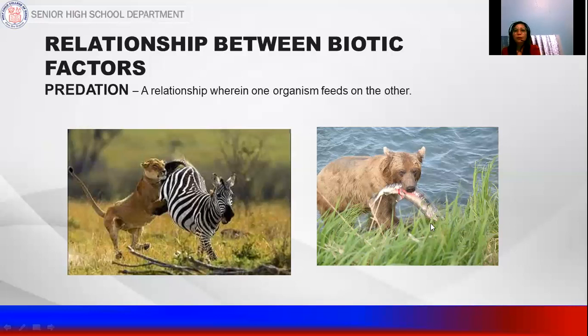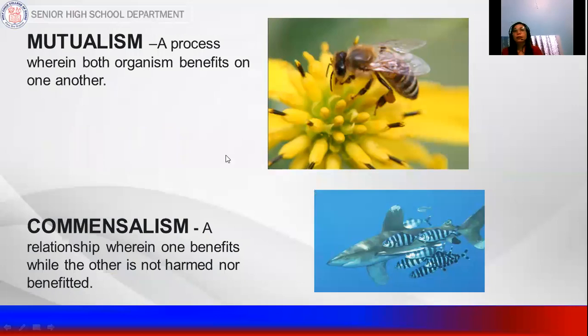We also have mutualism, a process wherein both organisms benefit from one another. The bee and the flower: the flower is used for pollination by the plant, while the bee uses it for food. Commensalism is a relationship wherein one benefits while the other is neither harmed nor benefited. So for commensalism, only one benefits, but the other is not harmed.